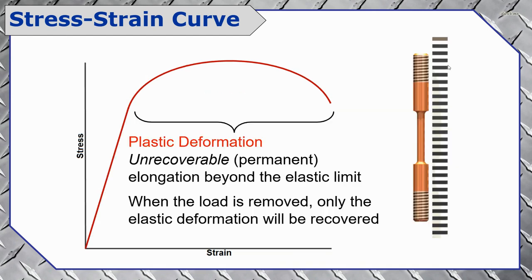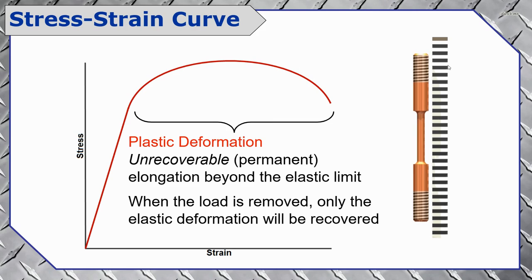This brings us to the plastic portion of the curve. All of the deformation that takes place beyond the yield point is called plastic deformation. This is unrecoverable, permanent elongation, where even if the force is removed, we're not going to see the sample returning to its original length.